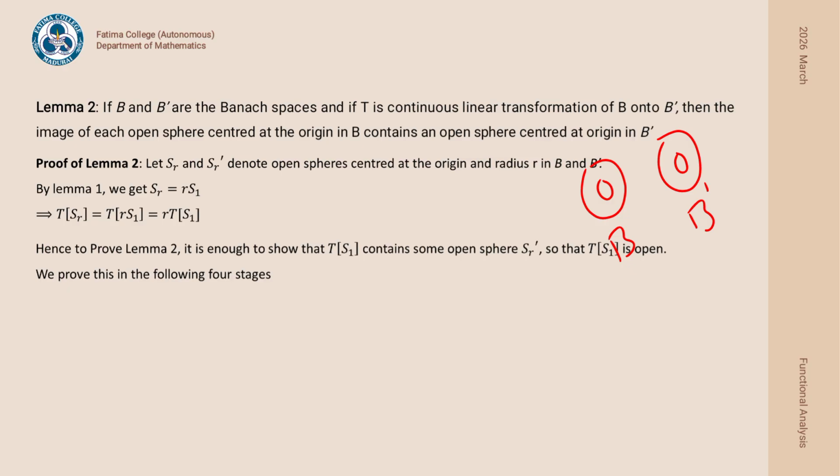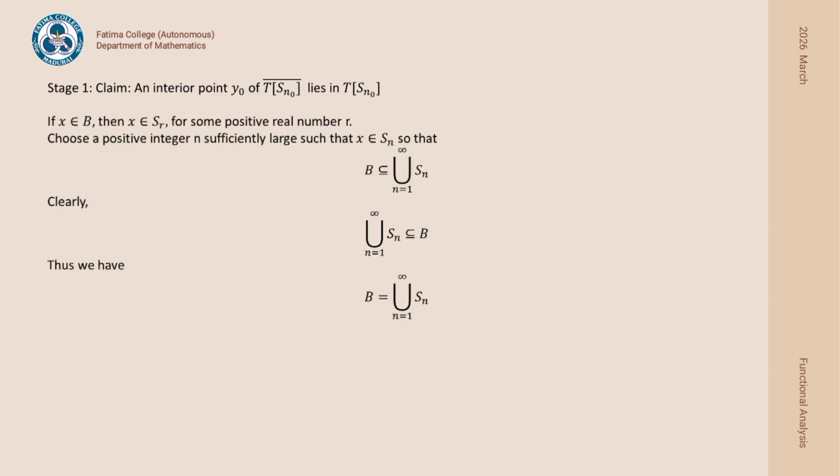We can prove this theorem in 4 stages. Stage 1, let us prove an interior point y0 of T of Sn0 closure lies in T of Sn0. So let us take x in B.